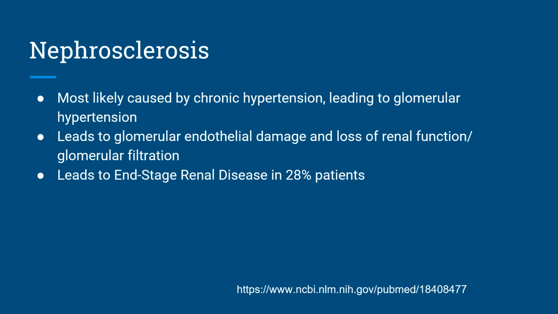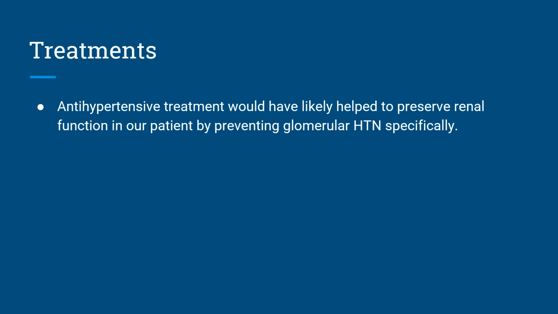All right, lastly, we're going to talk about some nephropathology. So our patient had some signs of nephrosclerosis, which we believe is most likely caused by chronic hypertension. This led to the loss of renal function due to the damage of the glomerular endothelial lining. And in 28% of patients, this can lead to end-stage renal disease. So with the treatment for her nephrosclerosis, we think that an antihypertensive medication would have not only helped to preserve her renal function, but would have also helped to prevent some of the cardiac and pulmonary system pathology that she had.